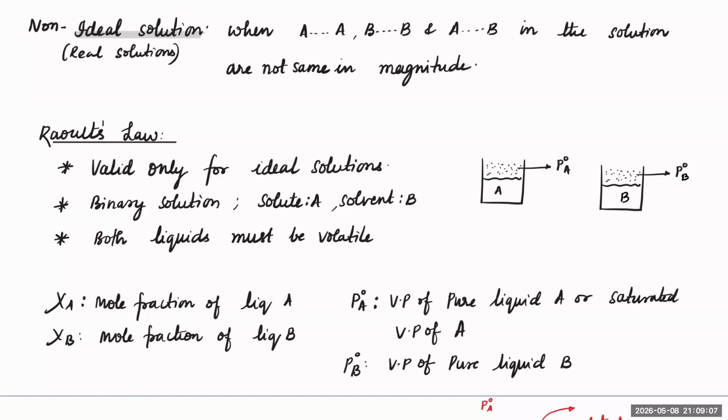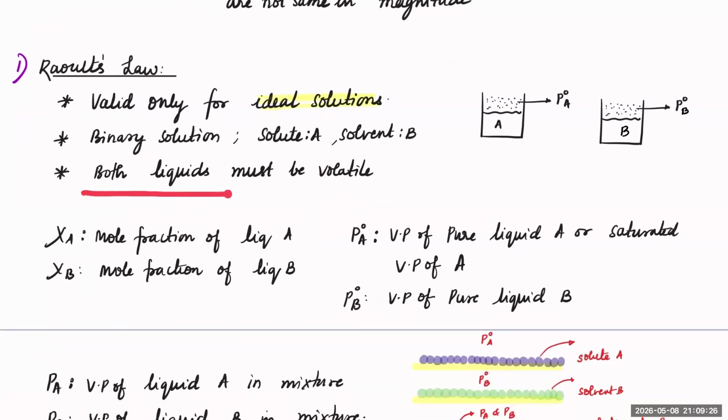First thing we learn is about Raoult's law. Raoult's law is only valid for ideal solutions. And we are only talking about binary solutions, which means one solute, one solvent, and both liquids must be volatile. These are the basic conditions for Raoult's law. Most important condition is they should be ideal solutions. That means the interactions between AA type, BB type, and AB type should be same.